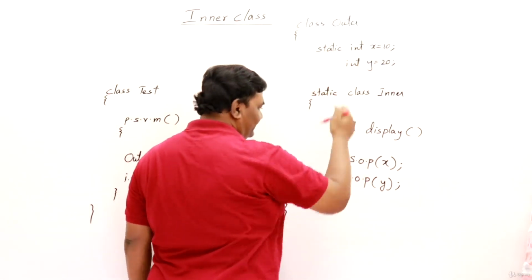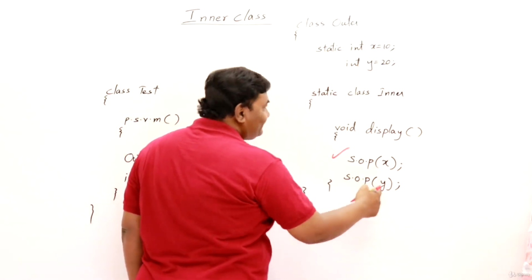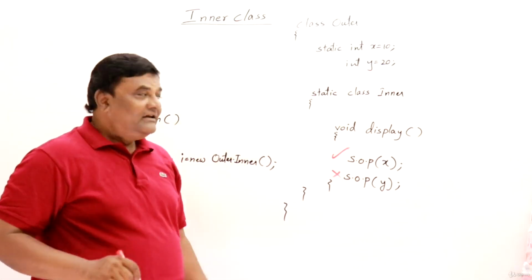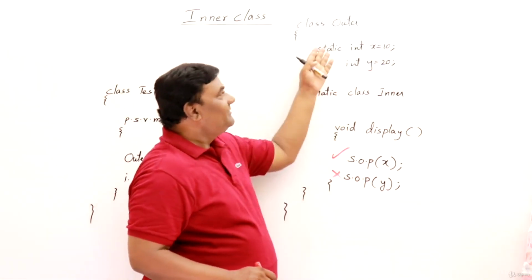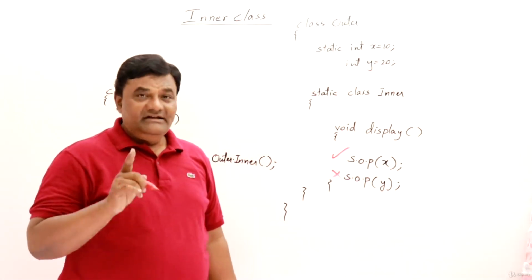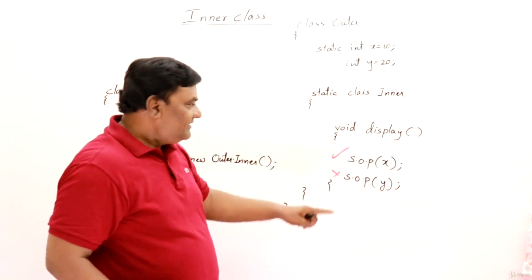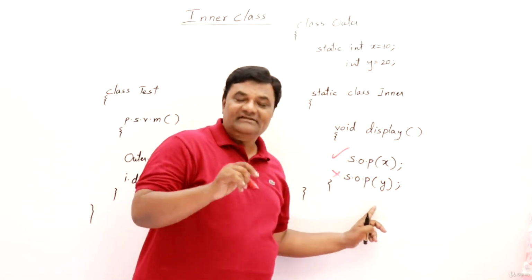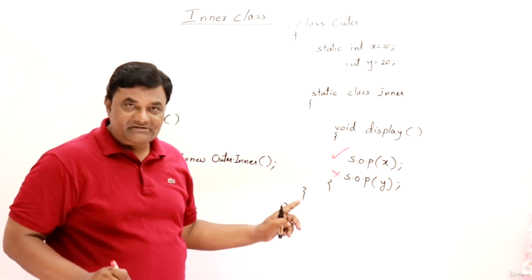So this is static, yes, allowed. And it's displaying y, no, not allowed. So one more thing we learn here is that static inner classes can access the members of the outer class, but only static members they can access. They cannot access non-static members. So this y is a non-static member, it's not static, so we cannot access it.